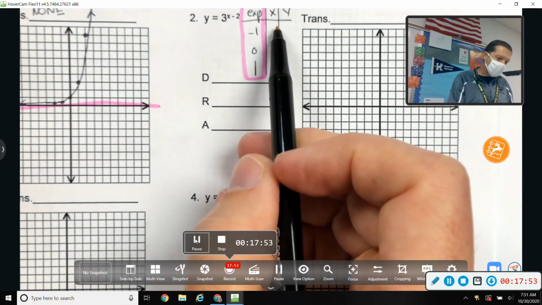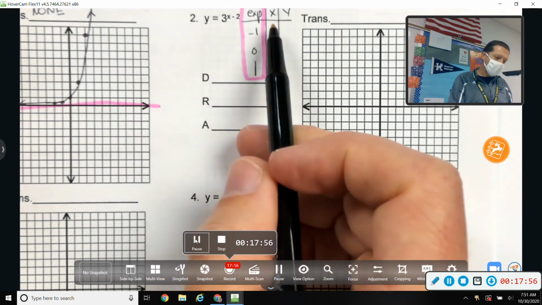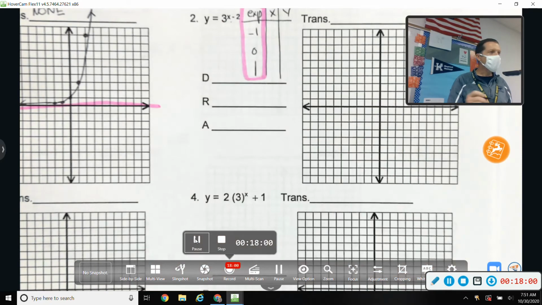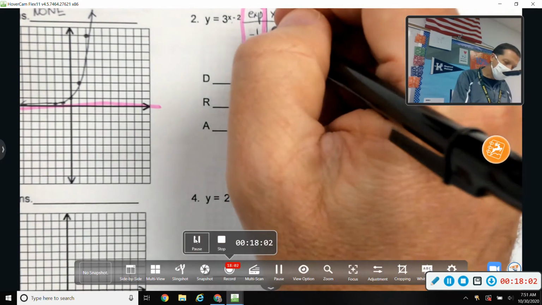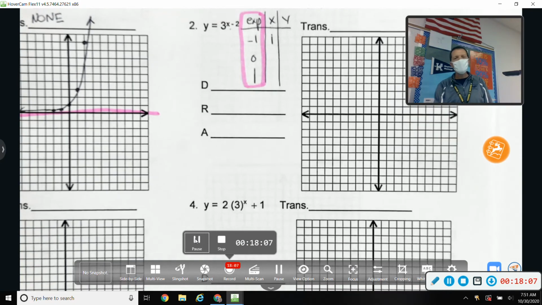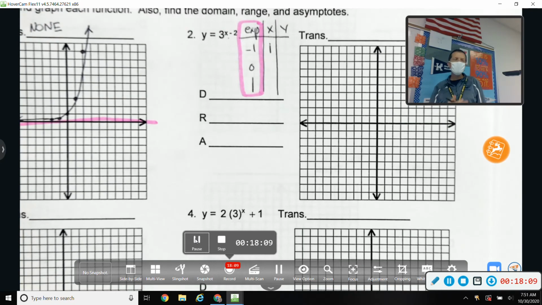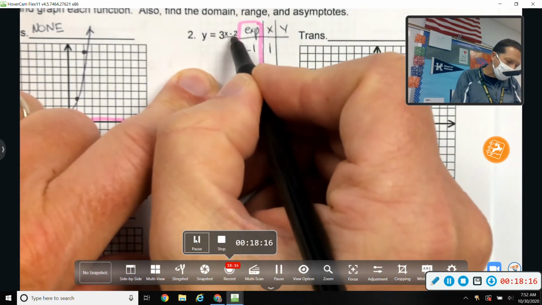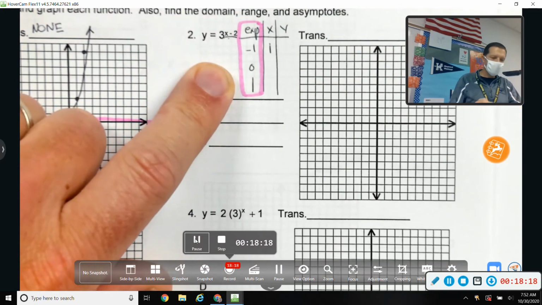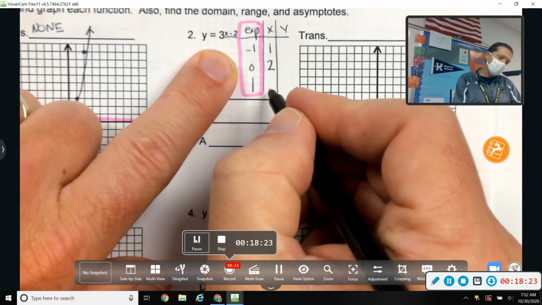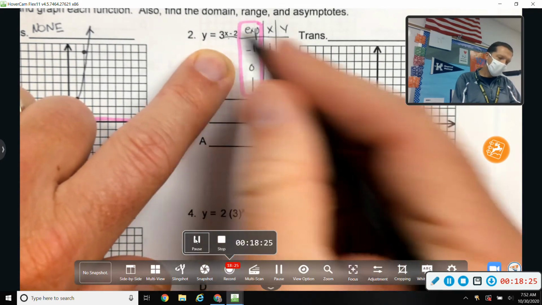So what value, it takes a little bit of thinking here, what value of x would make the exponent be -1? 1. Because 1 minus 2 is -1. I mean, you can set this up as an equation, but most of these are simple enough. You kind of just think about them. What value of x would I need to make the exponent be 0? 2. And then what value of x would I need to make the exponent be 1? 3, because 3 minus 2 would be 1.